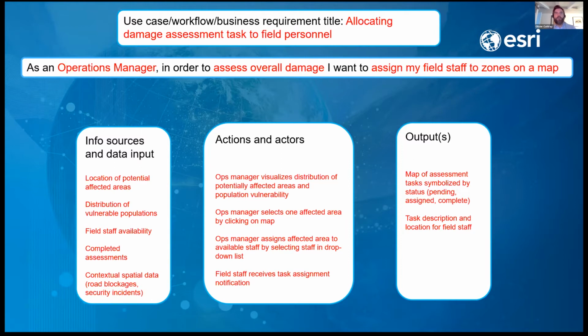What are we going to do with that? Well, the ops manager is going to visualize the distribution of potentially affected areas and population vulnerability. The ops manager will select an affected area by clicking on a map, then assign that area to available staff by selecting staff in a drop-down list, and field staff will receive that task assignment notification. And what this particular workflow spits out is a map of assessment tasks symbolized by status, whether it's pending, assigned, or complete, as well as task description and location for the field staff.